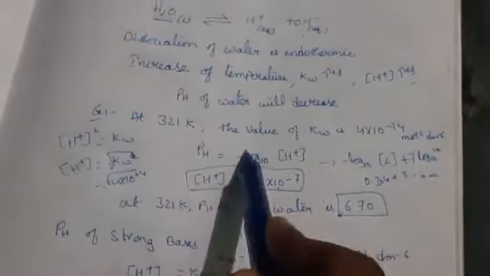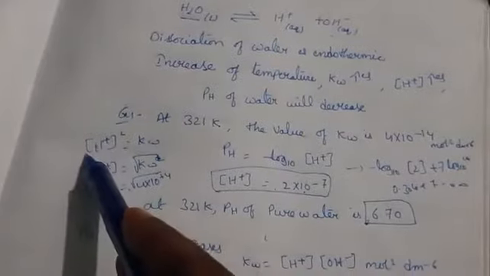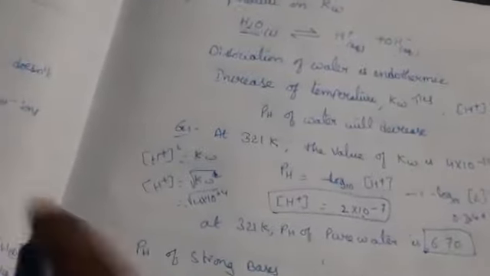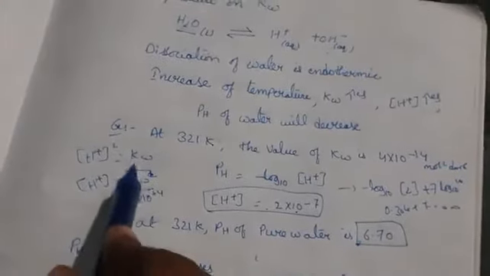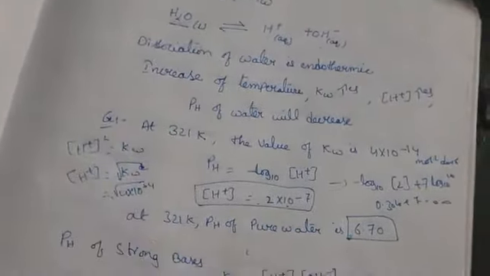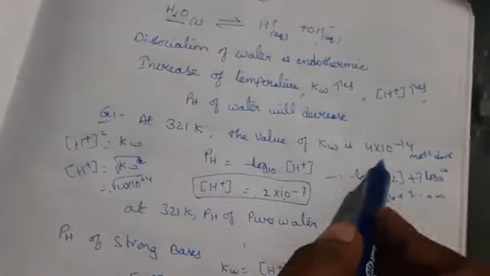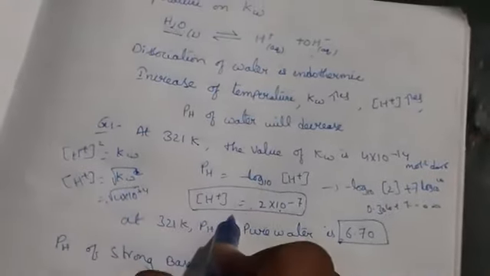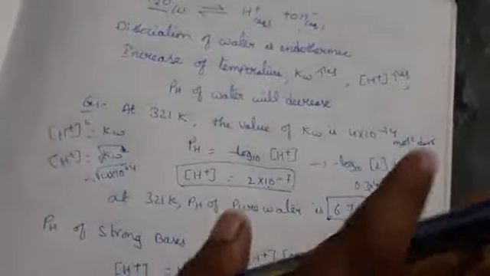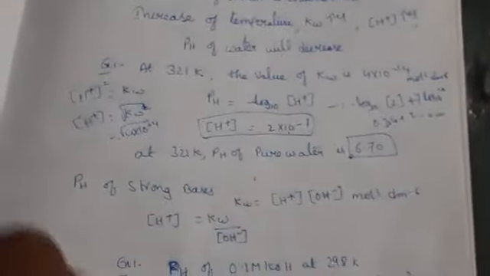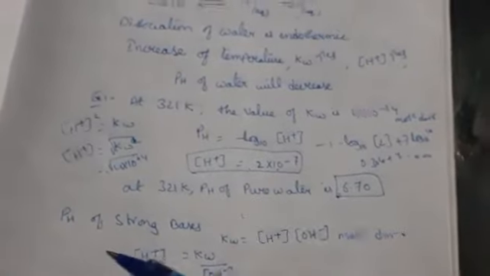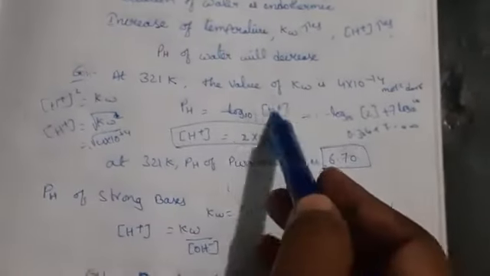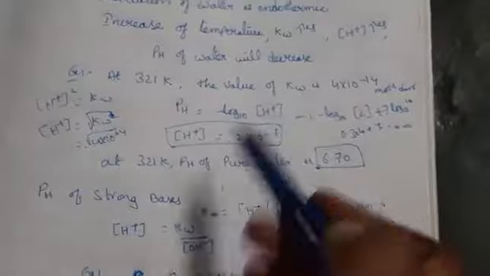Here I have considered the neutral condition, that is H+ equals OH-, and H+ squared equals Kw, so H+ equals root over Kw. Why? Because the square root came to this side. Then the Kw value I have substituted here, and I got the value 2 × 10^-7. Now to get the pH value, this is the formula we have: pH = -log10 of the concentration of H+.